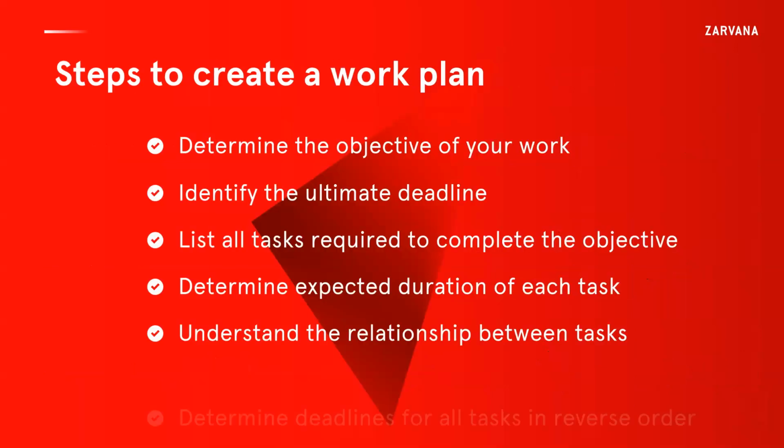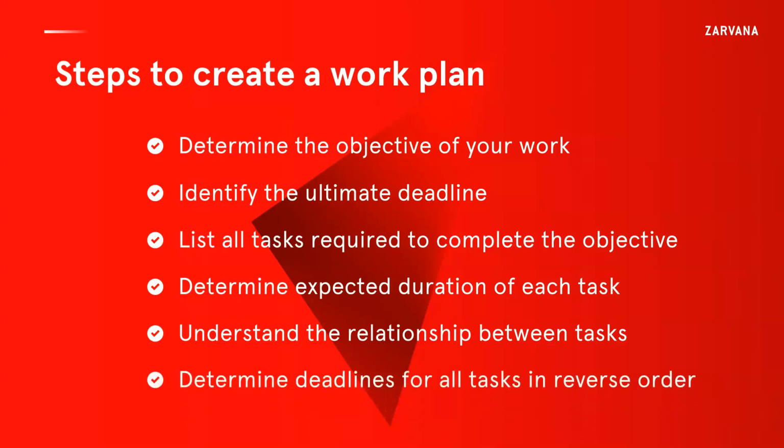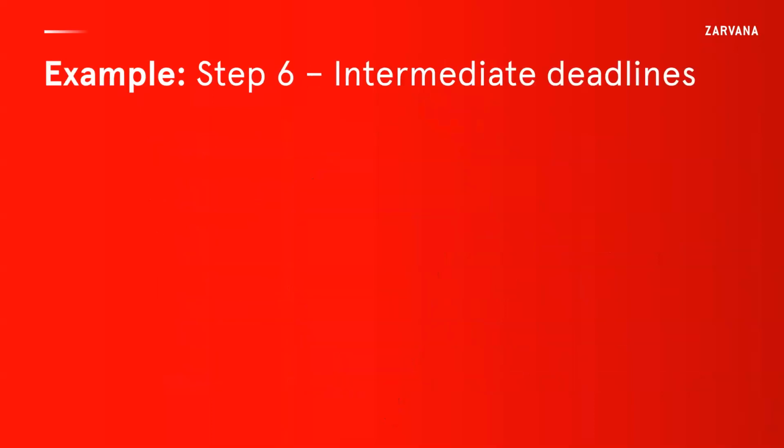Step 6, and our last step, is to determine the deadlines for all tasks in reverse order. And here, what we mean by reverse order is that you start at the end, the closest to your ultimate deadline, and you work your way forward to the first task. And so let's actually walk through this example here.